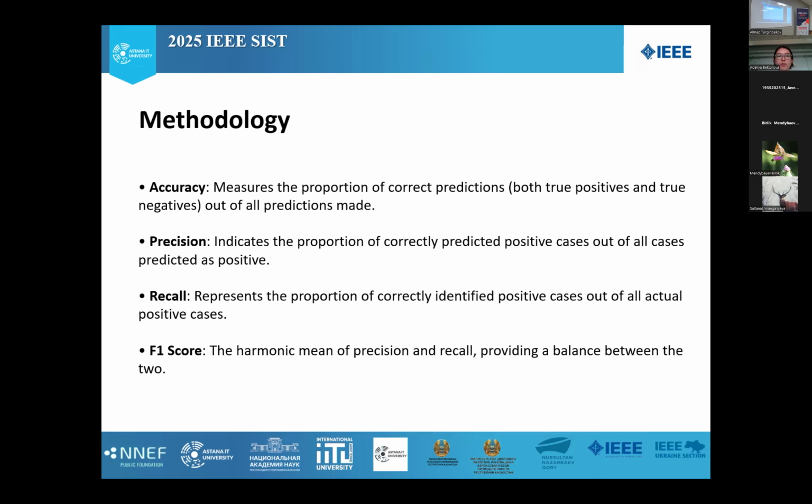In order to see the changes in the performance, we used four main metrics. First is accuracy, second precision, recall, and F1. All these measurements are common metrics that are used in order to evaluate the performance of machine learning models. That's why we use them.